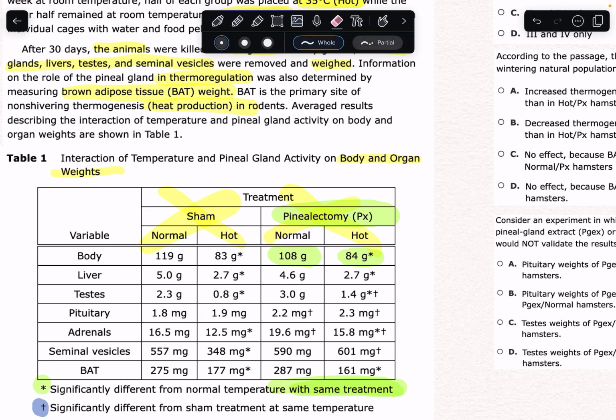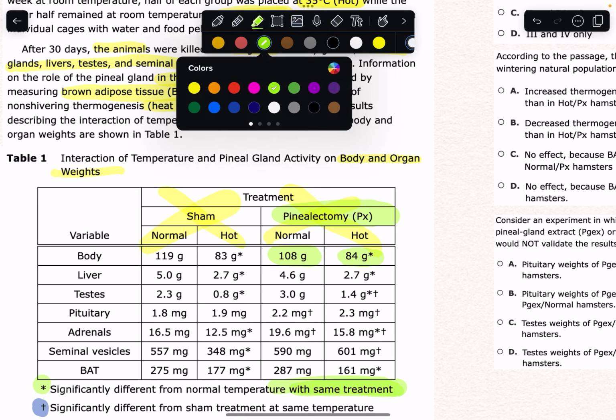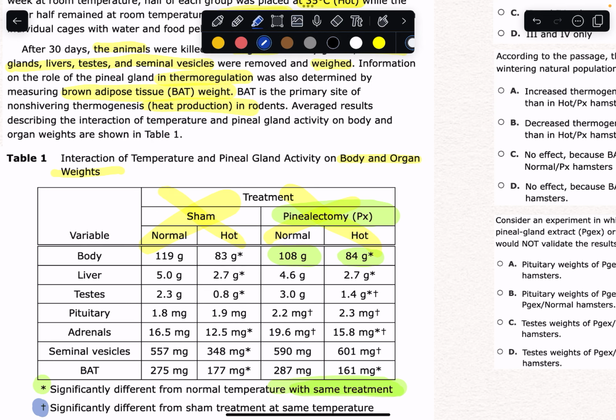And then the cross one, it says the cross one is significantly different from the sham treatment at the same temperature, okay? So if I see a cross one like 2.3, I can't say that 2.3 is significantly larger than 2.2. I can't say that because this cross sign means that it's significantly different from the sham treatment at the same temperature, which is this, right?